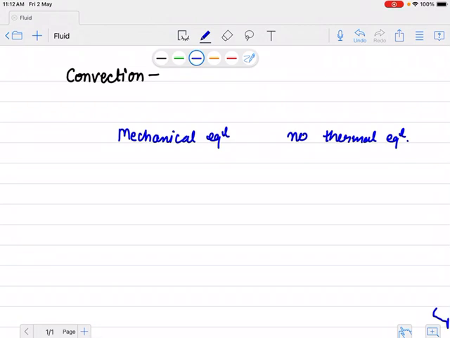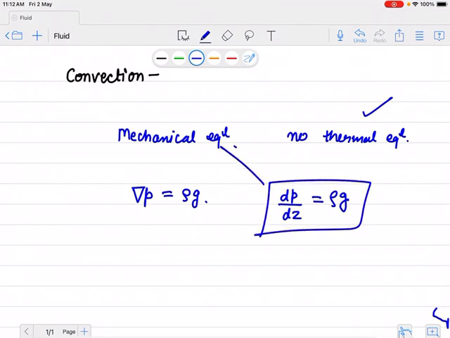So if it is so, then we know that there is a condition. The condition is this: grad P is equal to rho g. Or sometimes you can write it as dP by dz is equal to rho g. So this condition for the mechanical equilibrium can be satisfied even if the temperature is not constant, due to the lack of thermal equilibrium. The temperature is not constant throughout the fluid.